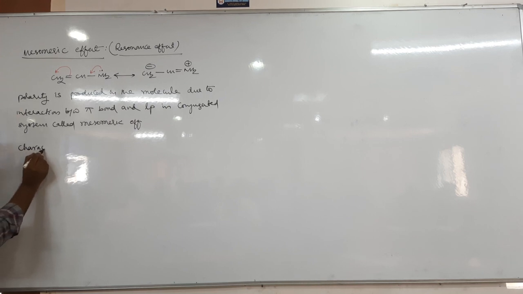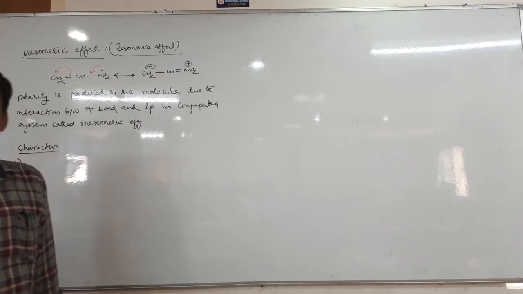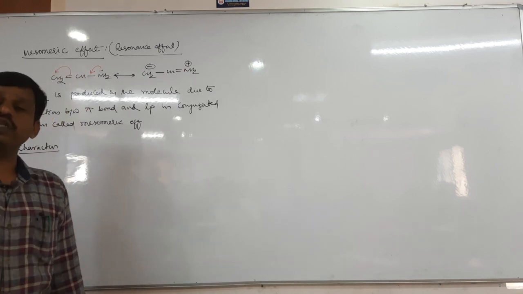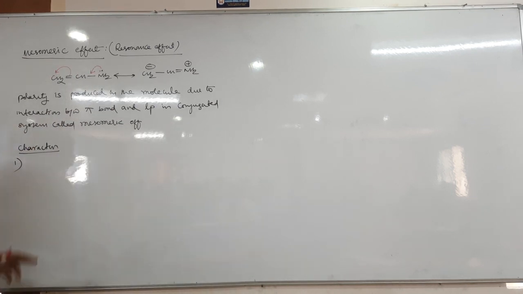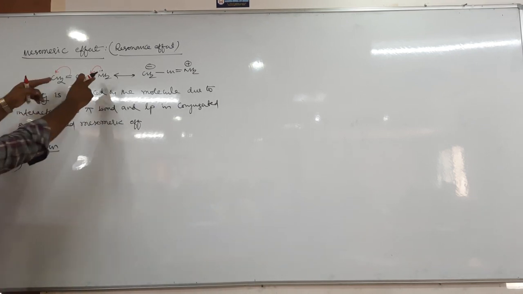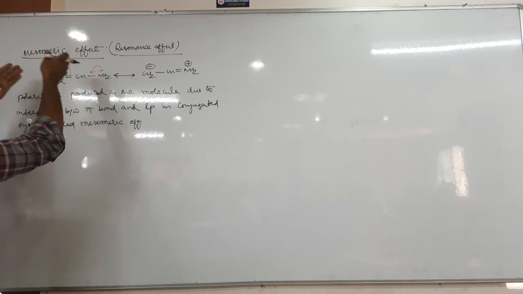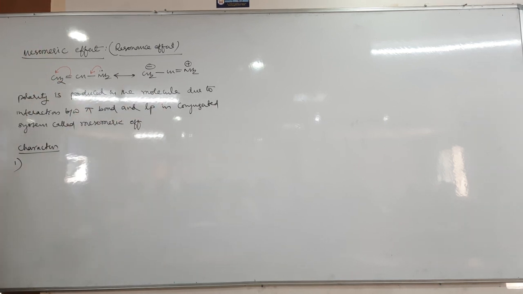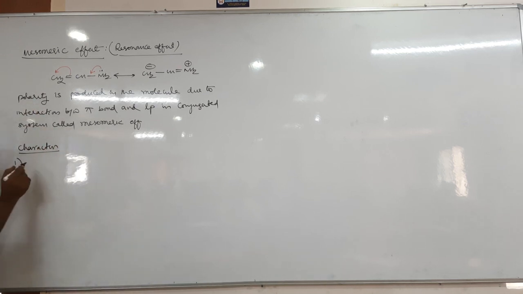First, tell me, is it a temporary effect or a permanent effect? We have studied only one effect that is temporary, the electromeric effect. Only the electromeric effect is temporary; all the remaining ones are permanent effects. So this is a permanent effect, because the lone pair is present in the molecule and the pi bond is present in the molecule. As long as the lone pair and pi bond are present, this effect is always possible. There is no attacking reagent attacking here. Therefore it is a permanent effect.